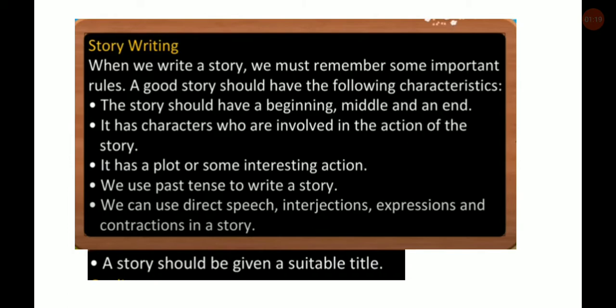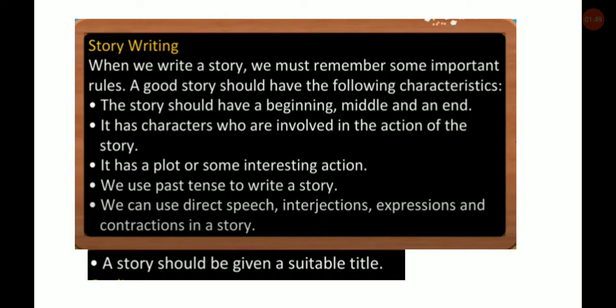You have to follow certain rules while writing a story. When you write a story, you must remember some important rules. A good story should have the following characteristics. The story should have a beginning, middle, and an end. It has characters who are involved in the action of the story. It has a plot or some interesting action.